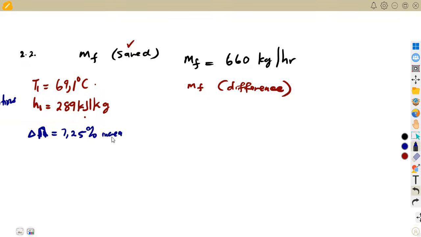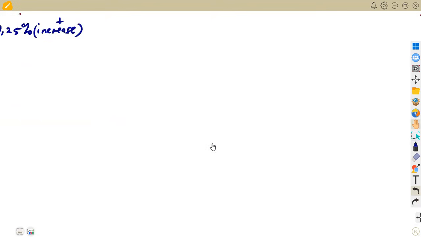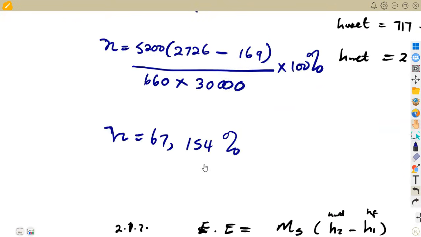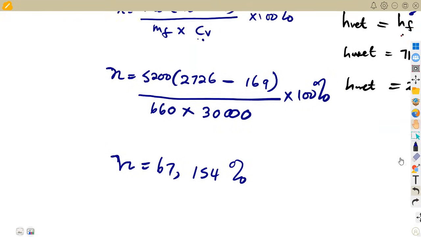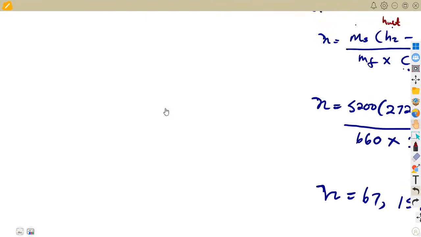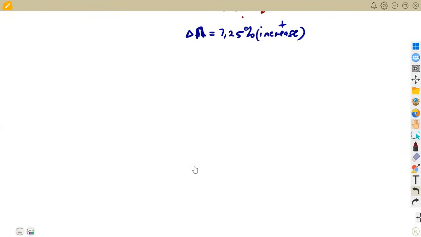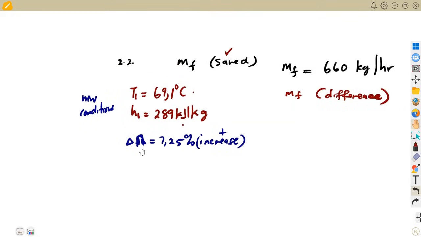So whenever you are dealing with an increase, you are supposed to add. They might say it's a decrease, so if it is a decrease, you subtract. So this one we are going to add to the original, just like our temperature, where we added to the original temperature T1. Here we affected this efficiency. Remember our efficiency before, it was 67.154. All right, so we are going to affect this to find the new efficiency at the new conditions.